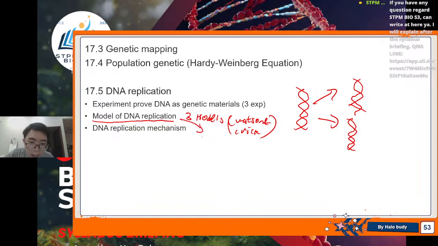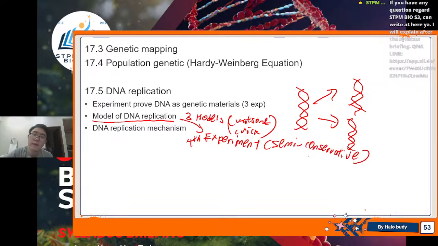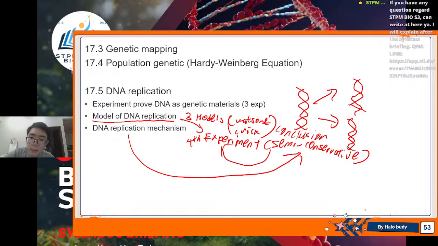So there are another experiment. This is the fourth experiment lah. It is the fourth experiment to prove that there are 3 model. I really give you answer lah. Semi-conservative model is the model that DNA replicate. This is the way that DNA replicate, and also the DNA replication mechanism also based on this semi-conservative model. Why we can prove that? Because it is come from fourth experiment. This is the conclusion. Saya dah bagi conclusion lah.